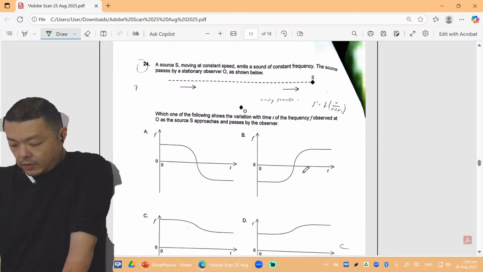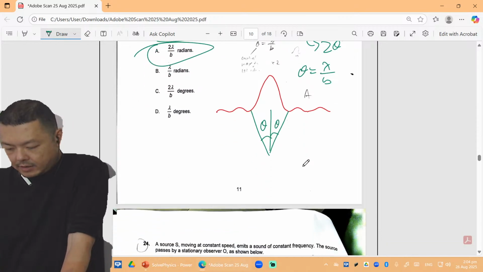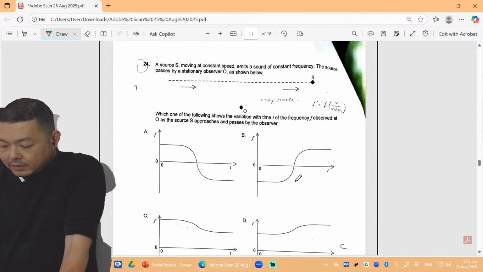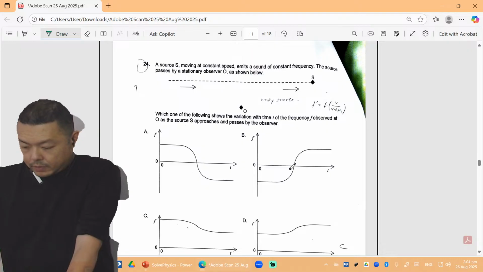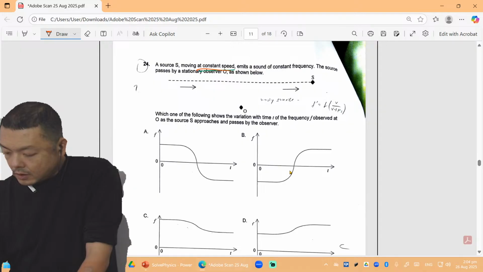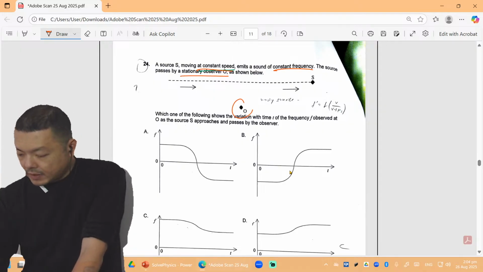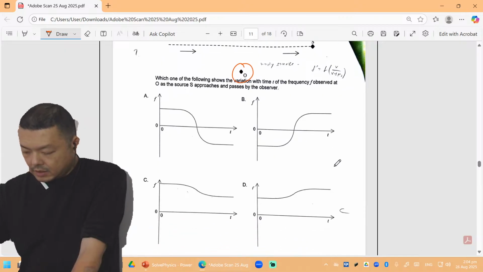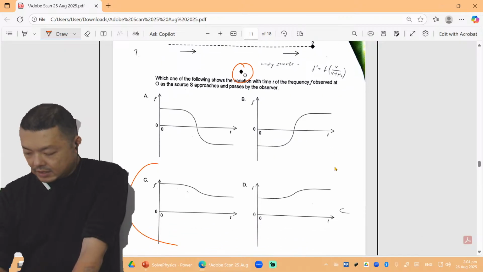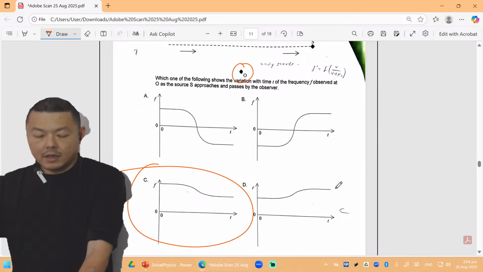24. But 23 is A. 24. Oh, wow. Is it constant speed? Constant speed, constant frequency, passes by a stationary observer, which is here, this guy. All right, C is the answer, right? This one here did it in C5, right?